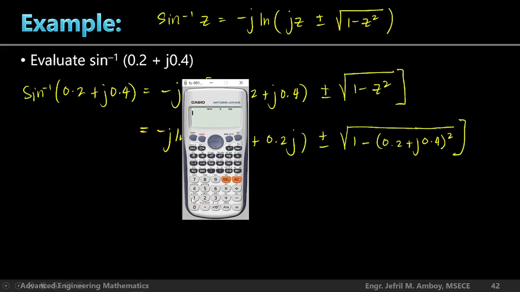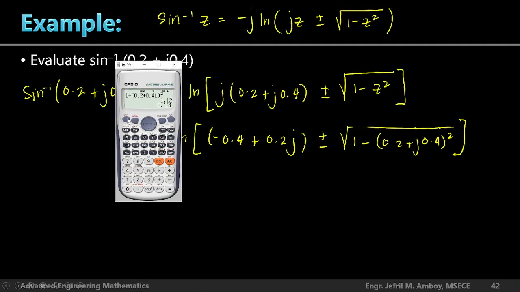So, 1 minus, kopyahin mo lang to, 0.2 plus 0.4i. Ayan. Tapos, naka-square siya. Ayan. And then, equals. So, may makukuha tayong sagot. Yung sagot na yan, isave natin kasi gagamitin natin yan later.